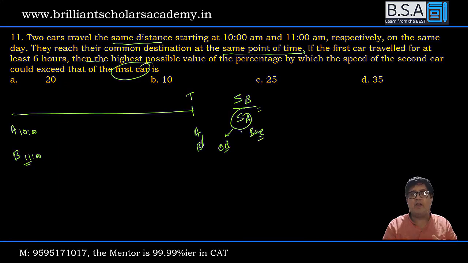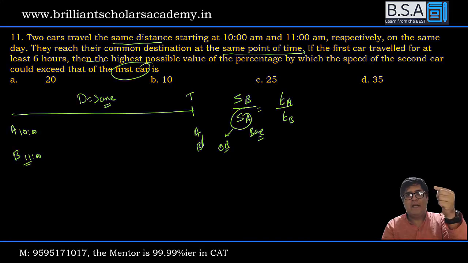Please observe, because distance is same, speed and time are inverse. In the numerator, I am supposed to write the time of car A, and in the denominator, the time of car B. That is called inverse relation. Speed above, time below. Speed below, time above. Now here it says the first car will take minimum 6 hours.